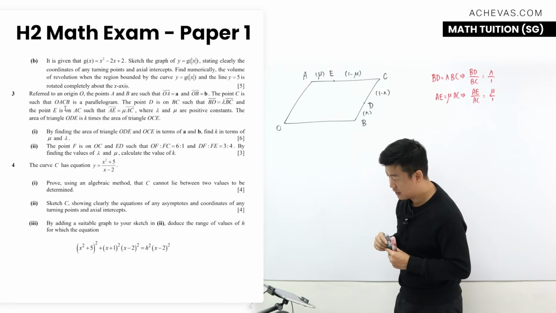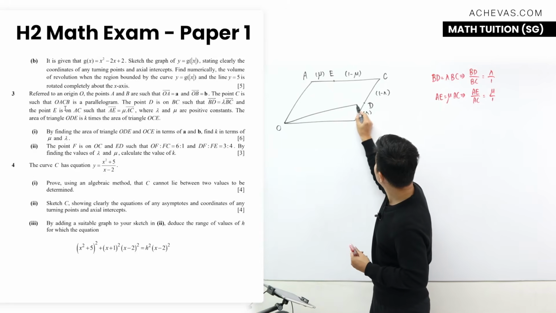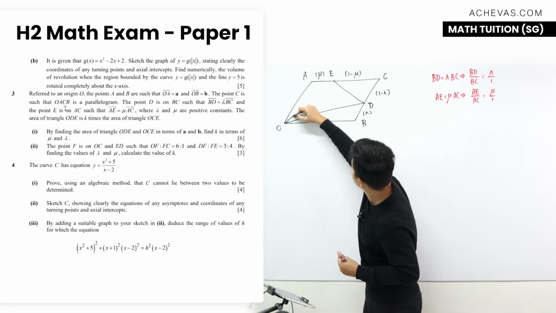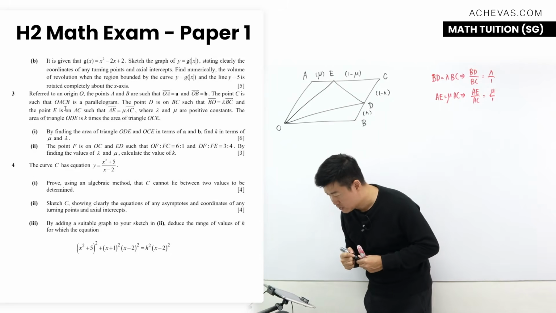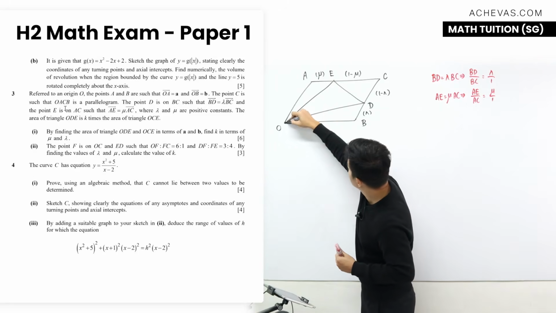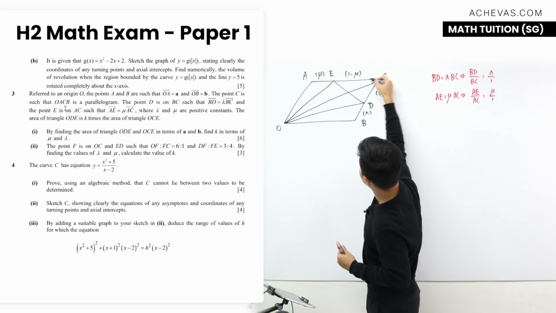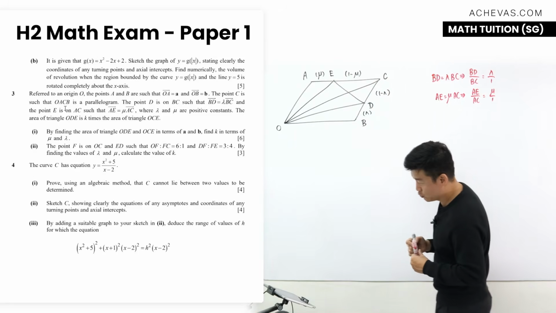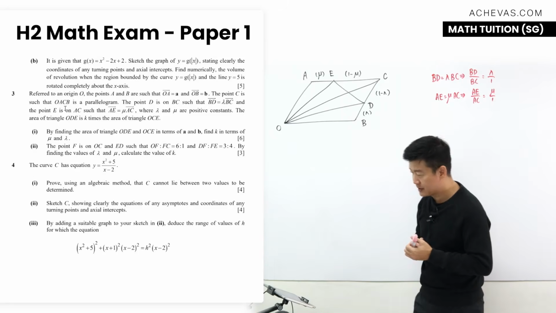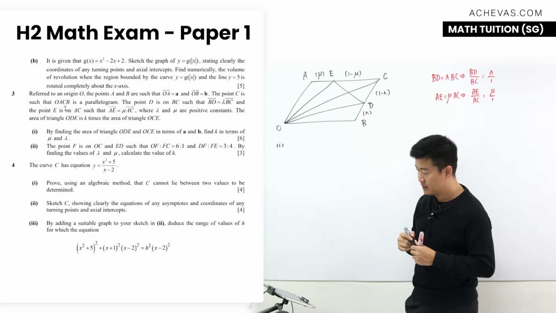We are told that the area of triangle ODE, this triangle, is k times the area of OCE, here to here, diagonal of the parallelogram, then here. Okay, we are looking at these two triangles where the area of one is k times the area of the other. Part 1. We are going to find the areas of the two triangles, and then we are going to attempt to find k in terms of mu and lambda.